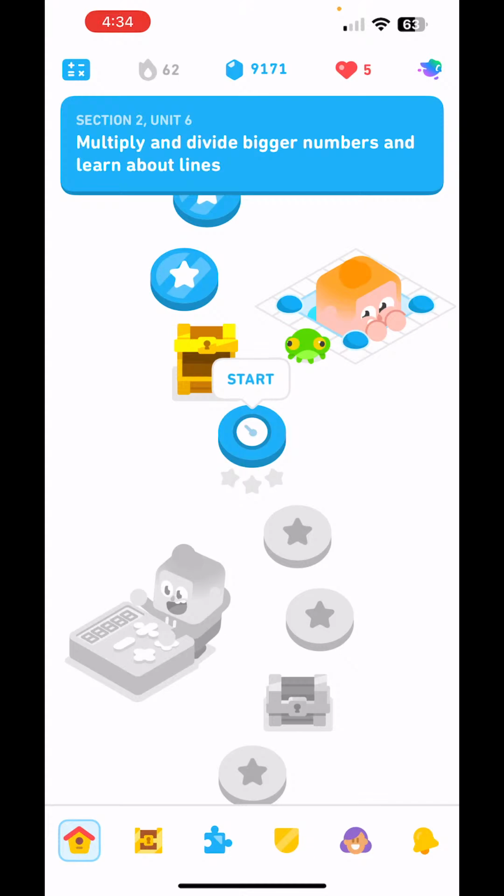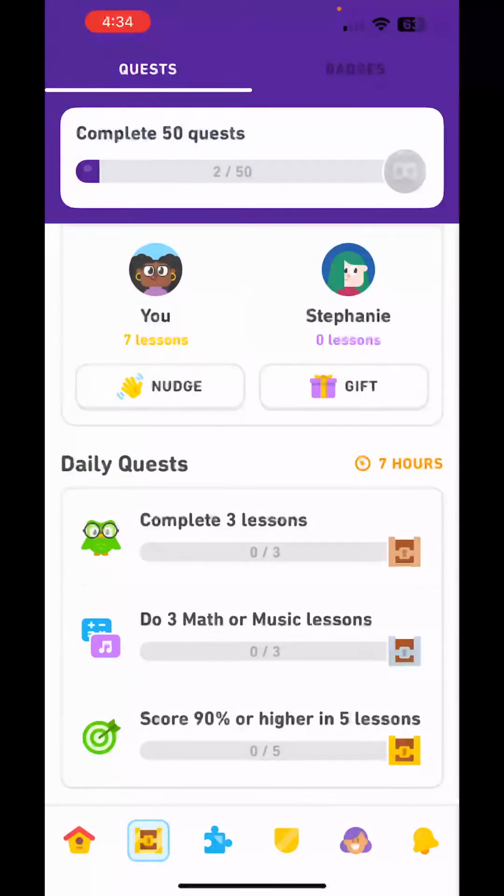Today we are going to be doing some Duolingo math. Specifically, our daily quest for today is that we have to complete 3 lessons, do 3 math or music lessons, and score 90% or higher in 5 lessons. So I know that most of my viewers like when I do math, so we're going to focus mostly on math today, so I hope that's okay with everyone.